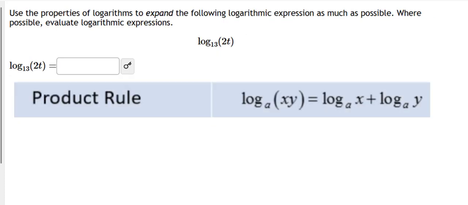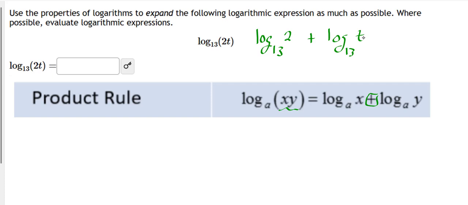Now, the next one we look at is the product rule for logs. It says if you have two things being multiplied, you can separate them by an addition. So we have the log base 13 of 2, plus the log base 13 of t. There you go.